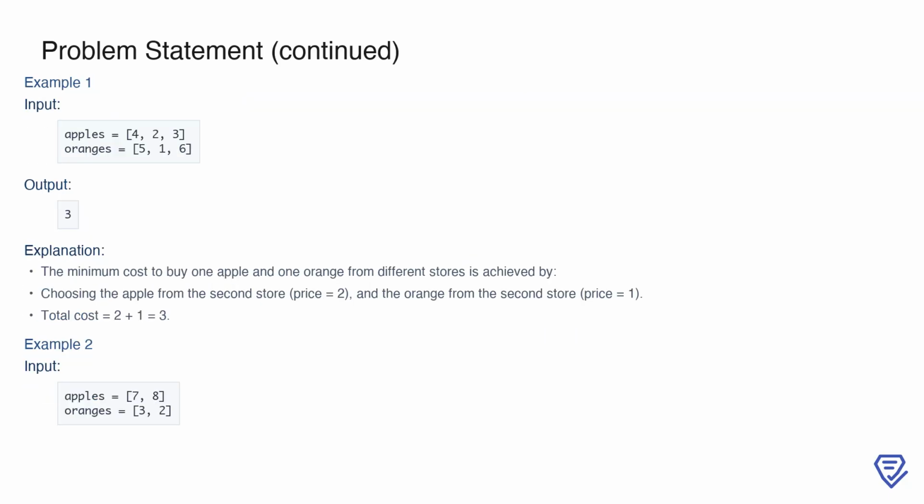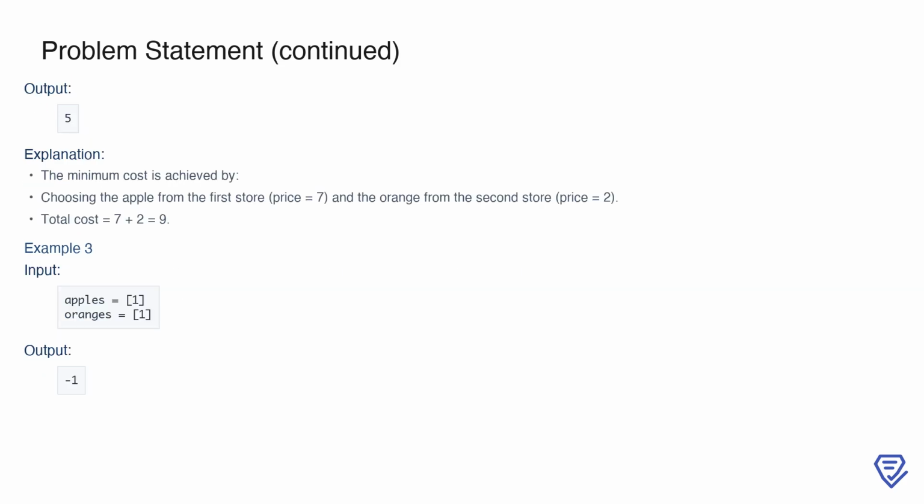Let's look at the first example to understand this better. Here, the input arrays are apples equals 4, 2, 3, and oranges equals 5, 1, 6. To minimize the cost, we need to choose an apple and an orange from different stores. A valid combination would be selecting the apple from the second store, which costs 2, and the orange from the second store, which costs 1. However, since they need to come from different stores, we select the apple from store 2 and the orange from store 3 instead. This results in a total cost of 2 plus 1 is equal to 3. Thus, the output for this example is 3.